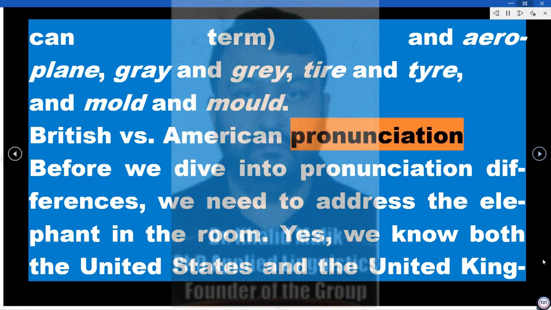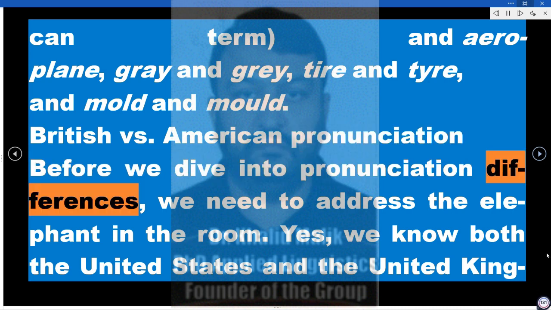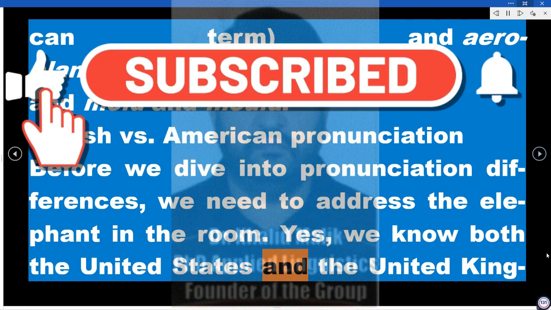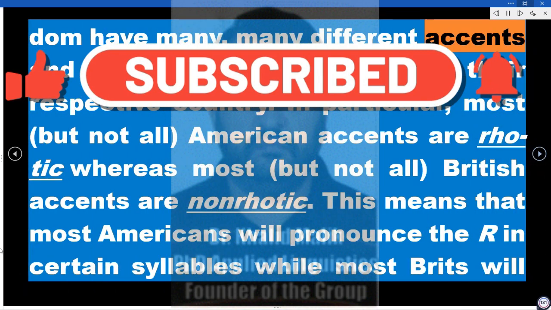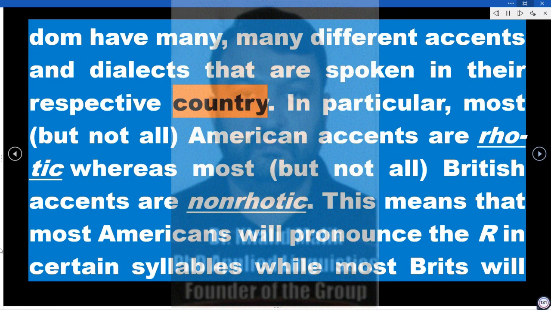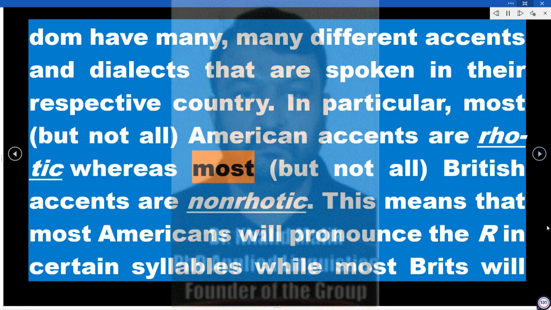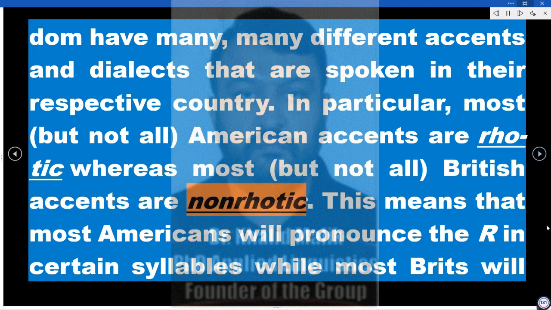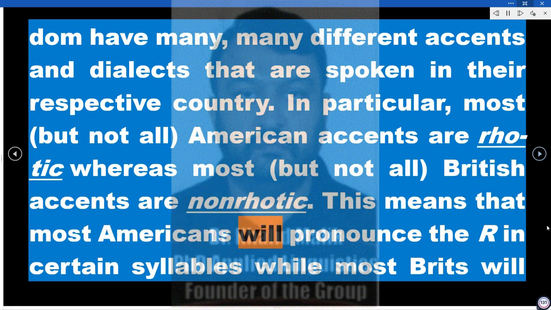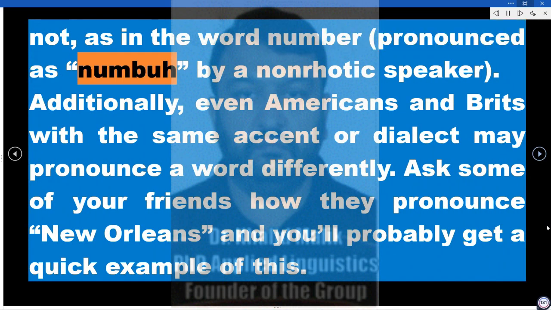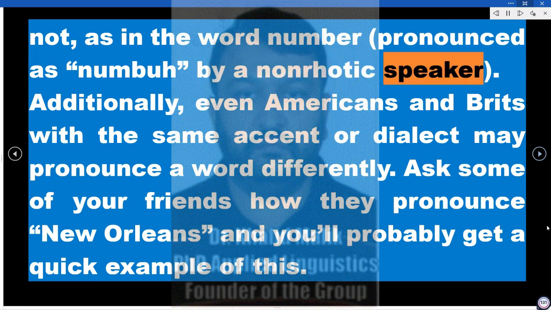British versus American pronunciation. Before we dive into pronunciation differences, we need to address the elephant in the room. Yes, we know both the United States and the United Kingdom have many different accents and dialects that are spoken in their respective country. In particular, most, but not all, American accents are rhotic, whereas most, but not all, British accents are non-rhotic. This means that most Americans will pronounce the R in certain syllables while most Brits will not, as in the word number, pronounced as numbah by a non-rhotic speaker.